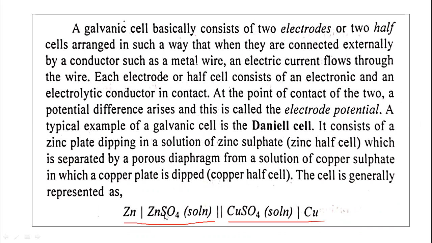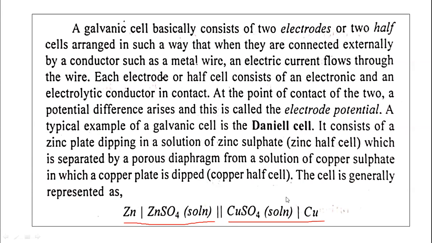This electrolyte is an electrolytic conductor, and this zinc metal is an electronic conductor. The same will be here. The copper sulfate is the electrolyte, so it is an electrolytic conductor because ions are present there. Copper 2 plus ions and sulfate 2 minus ions are there in the solution. And this copper metal plate is an electronic conductor. It can conduct the current. So a galvanic cell consists of two electrodes or two half cells.